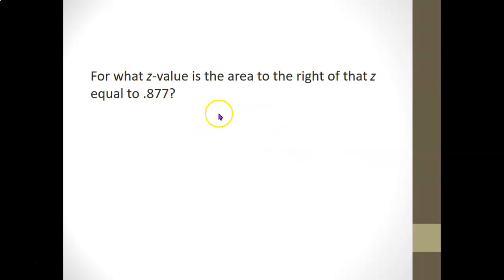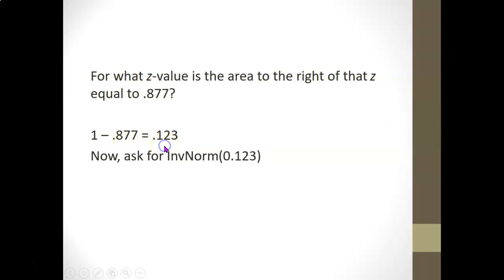Here's another one you can try if you want to see if you've got the hang of it. For what z-value is the area to the right of that z equal to 0.877? If you're using the calculator or the Desmos, you would subtract that from 1. Then you'd ask your calculator for the inv norm of 0.123, because 1 minus 0.877 is 0.123. And that would give you a z-value that turns out to be negative 1.16 if I round it to 2 places after the decimal point.